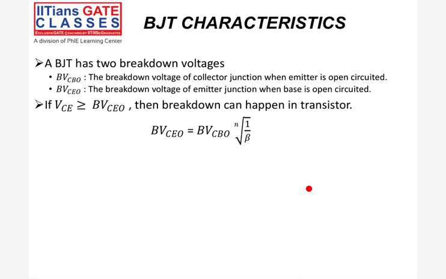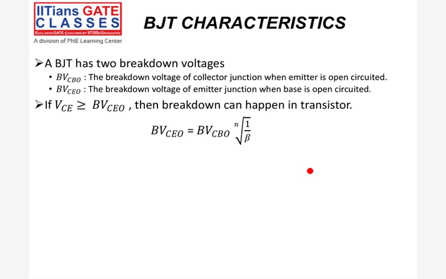So that is one point here. We need to remember this punch through, thermal runaway, and breakdown reason. All these things we should remember. Now, the second point: a BJT has two breakdown voltages. One is breakdown voltage VCBO, the breakdown voltage of the collector junction when the emitter is open circuited.